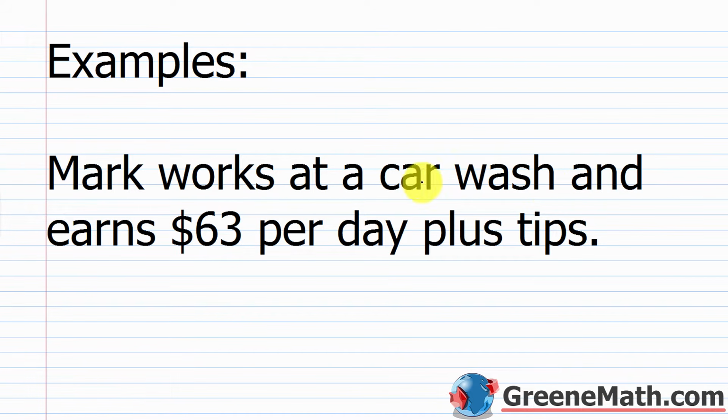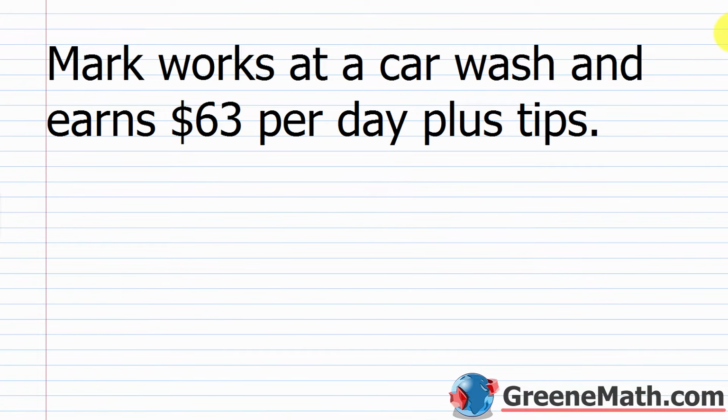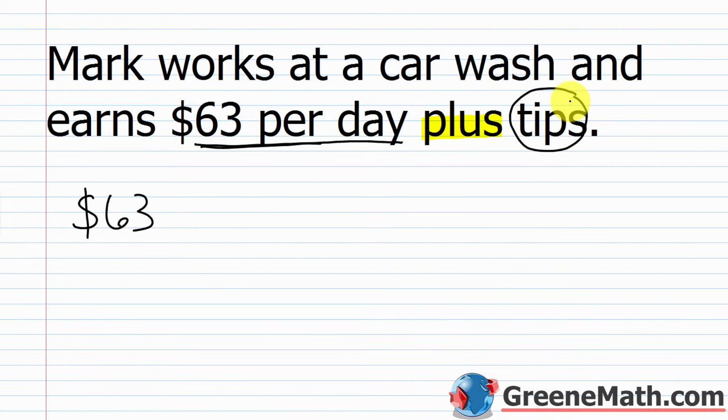All right, so here's some examples. Mark works at a car wash and earns $63 per day plus tips. So if I wanted to model this mathematically and say, how much does he earn every day? Well, I know that he earns $63 at minimum, right? $63 per day. So let me start by putting $63 down. Now we have an additional amount. We have this keyword here that says plus, and then we have tips. We don't know what the amount of tips is going to be, right?